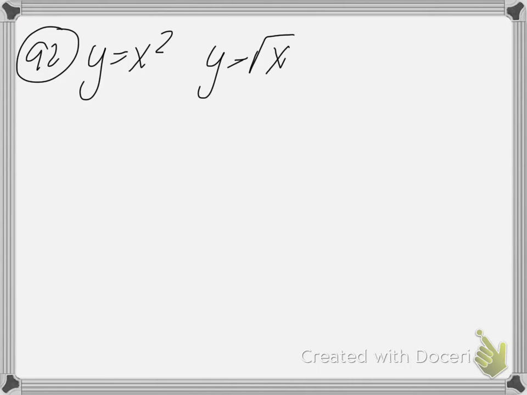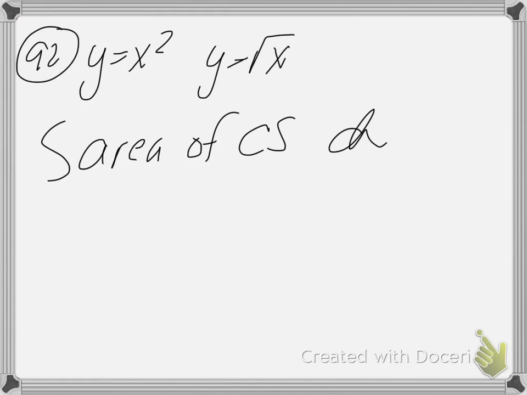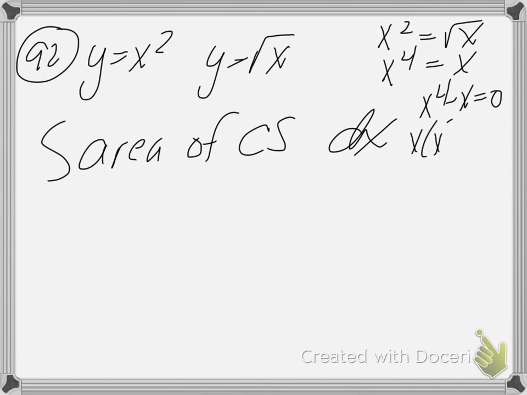Okay, so this is number 92, and as soon as you see cross sections perpendicular to the x-axis, you're thinking area of cross section dx. So the first thing you're going to need is your interval. You need to know, where do these two functions meet? So just set them equal to each other. When is x squared equal to radical x? Square both sides, set it equal to 0, factor, and you'll get two answers, that x equals 0 and x equals 1. So that's your interval from 0 to 1.